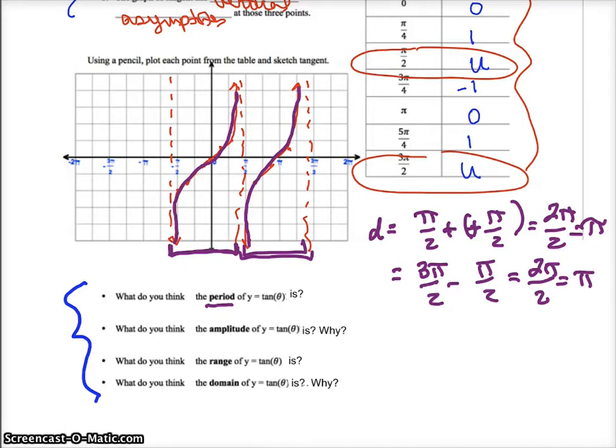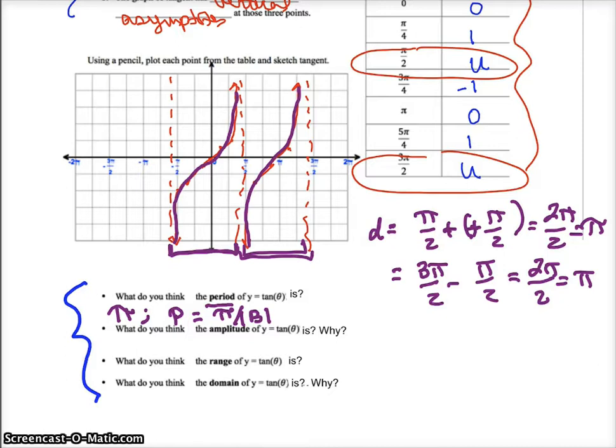So the period of tangent is different than sine and cosine. A period for tangent occurs every pi radians, or every 180 degrees. So we can say that the formula for the period of tangent is not 2 pi over b, but pi divided by the absolute value of b. And so you'll need to make note that the formula for the period of tangent is different than sine and cosine.